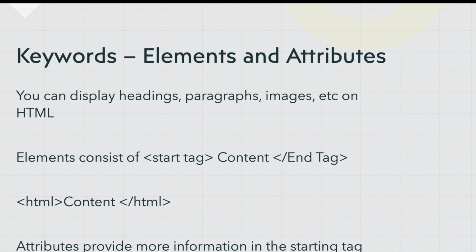HTML uses elements and attributes. HTML lets us display all sorts of things on a web page, like headings, paragraphs, links, images, etc. These different things are called elements. In coding language, an element consists of a start tag, content, and an end tag. The things in the angle brackets, like html here, are called tags.